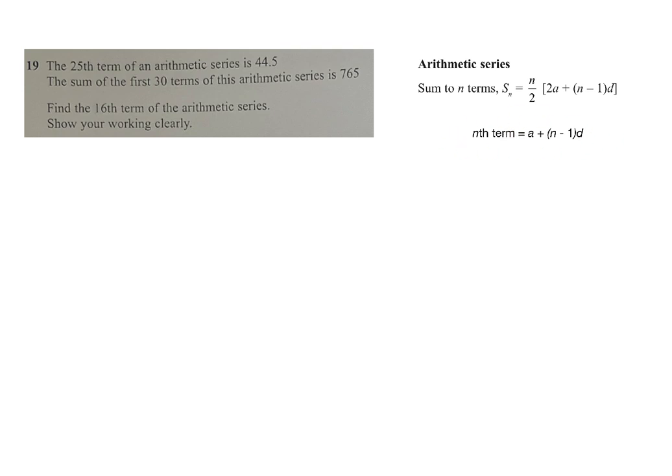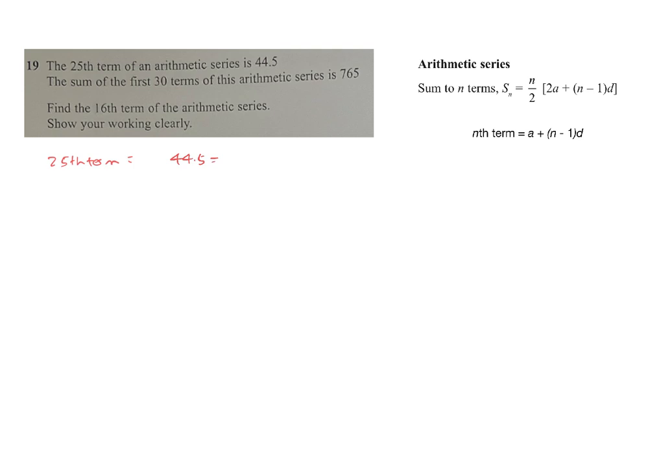So make sure you don't confuse them, and make sure you have this one committed to memory. A good way of approaching these is just literally to write down the information they give you using the equations. So looking at the first one, this is the 25th term. So I can write this down. 25th term is equal to, what is it? It's 44.5.